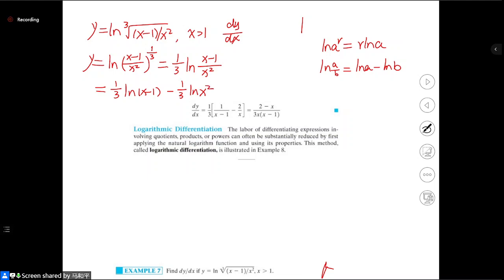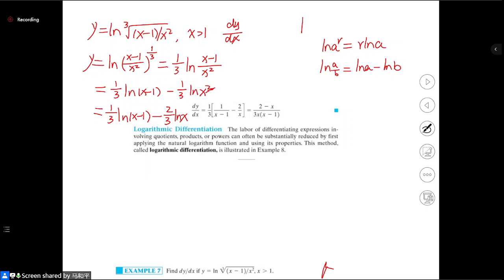And then using the first property on x squared, we can write 1 over 3 ln (x minus 1) minus, here this is squared, so 2 over 3, ln x, right?